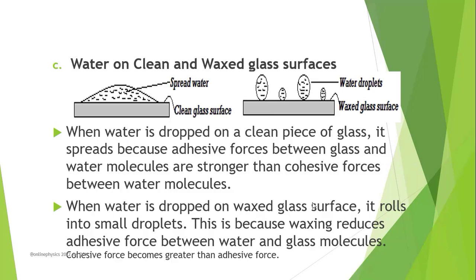Then about the behavior of water on a clean and waxed glass surface. If you check those diagrams, then in the first case, on a clean glass surface, a droplet of water will spread, while on a waxed glass surface, the water droplets will form balls and roll on the surface.